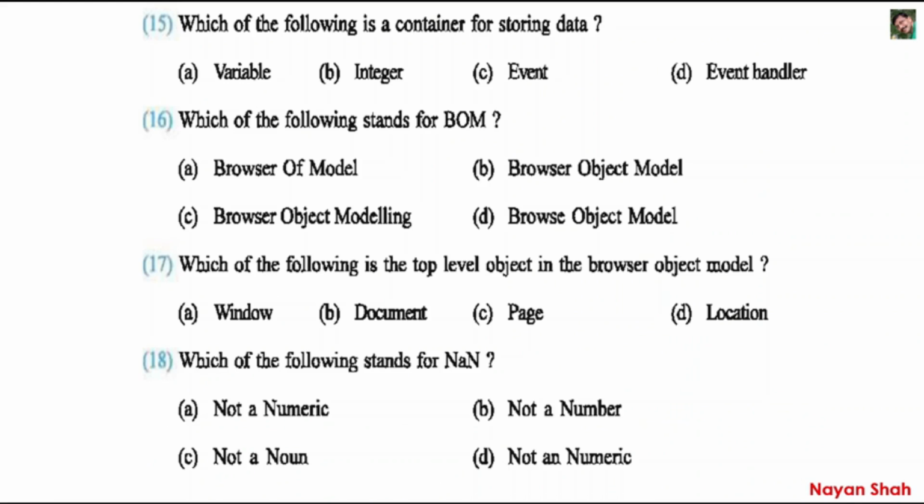Continuing with the chapter 2 again. MCQ number 15. Which of the following is a container for storing data? Where we can store some data and we can again change that data whenever it is required. So that is obviously variable, ability to change, variable. So a variable is a container for storing data. They may ask you a question like that also: variable is a container for storing what? And then you should write data.